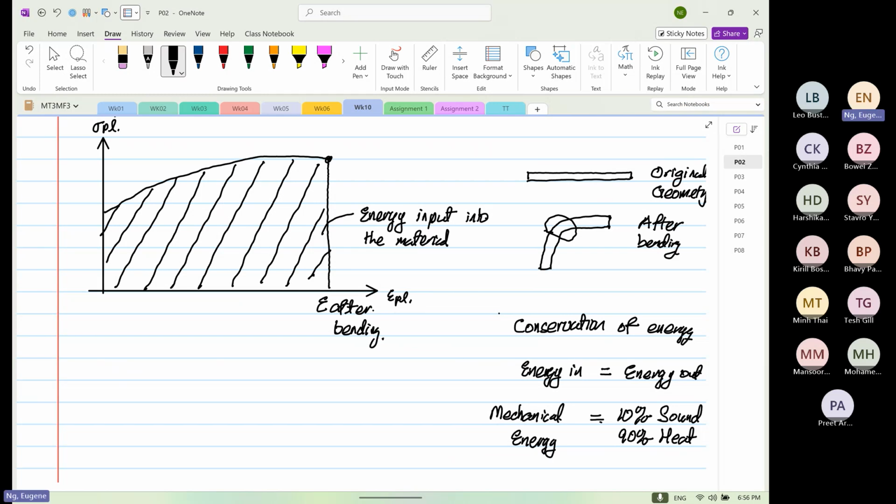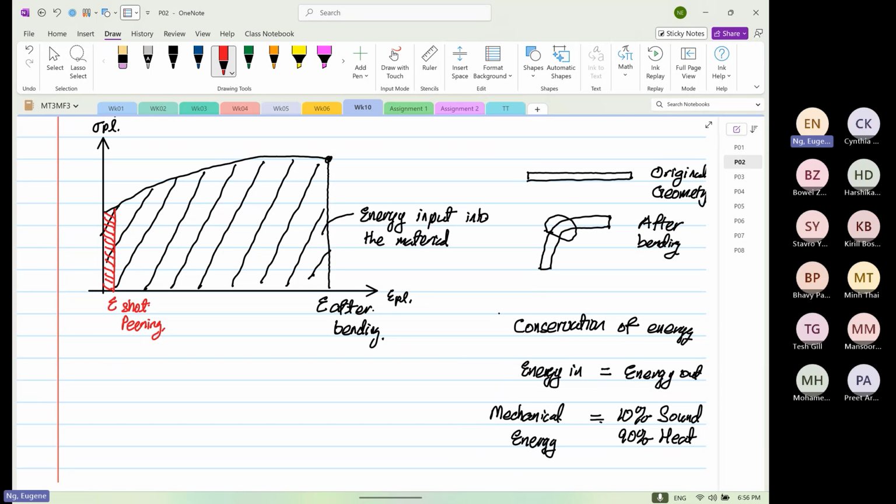Now, in shot peening, this is the strain induced due to shot peening. And energy in is energy out, right? The heat energy evolved from shot peening is very small. And for this reason and this reason alone, that's why in shot peening you get compressive residual stress.